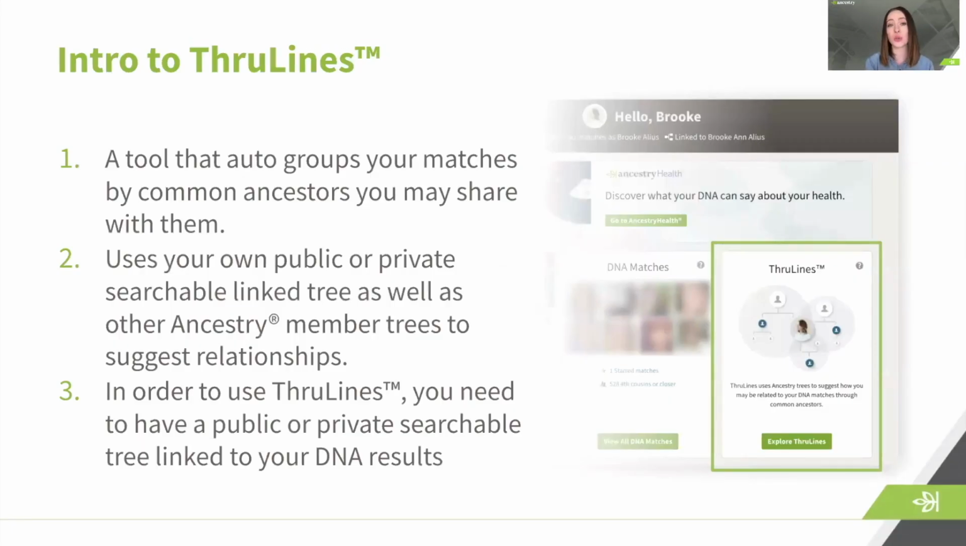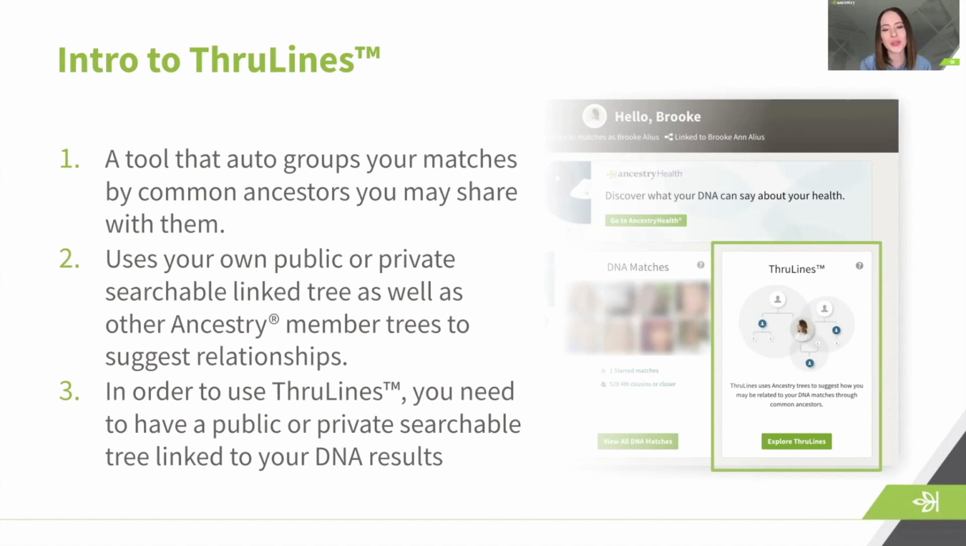So ThruLines is a tool that auto-groups your matches by common ancestors that you may share with them, which is pretty cool. So it uses your public or private searchable link tree, as well as other Ancestry member trees to suggest these relationships. So they will use your DNA matches' trees and then other Ancestry member trees to try to make these suggested relationships to common ancestors.